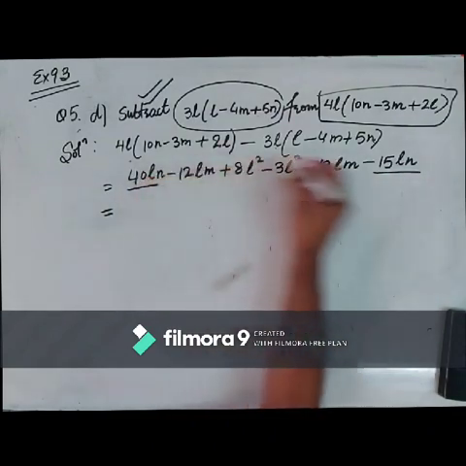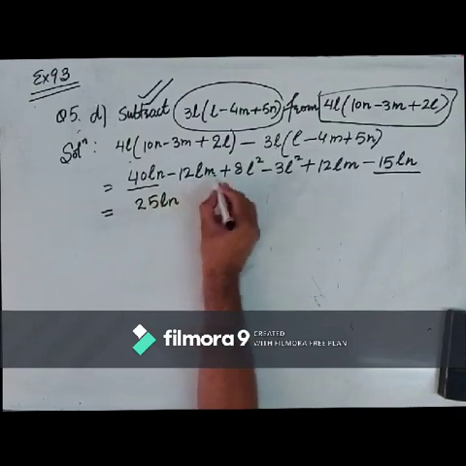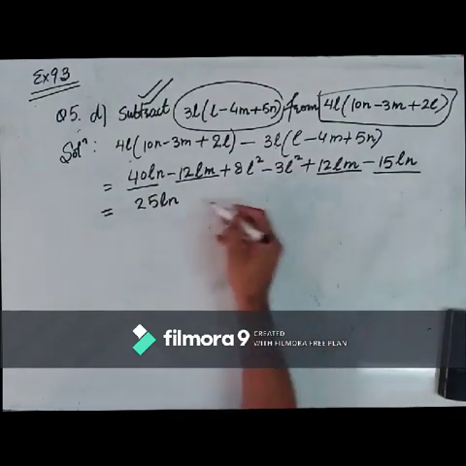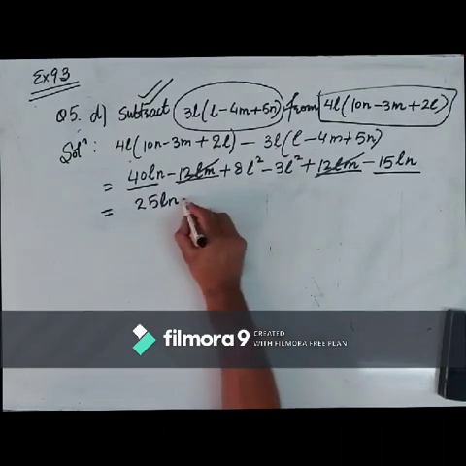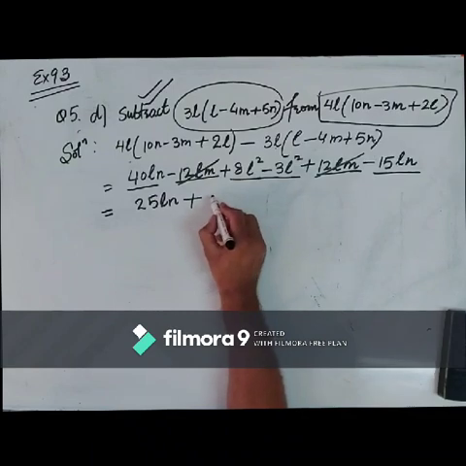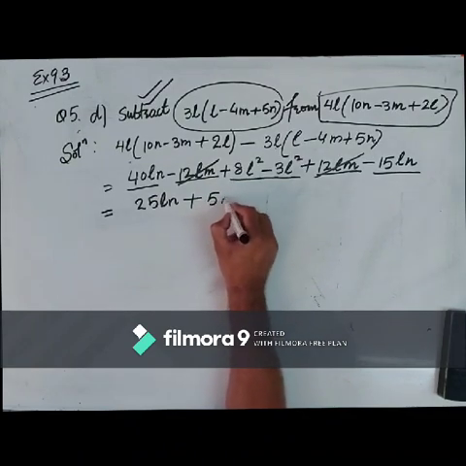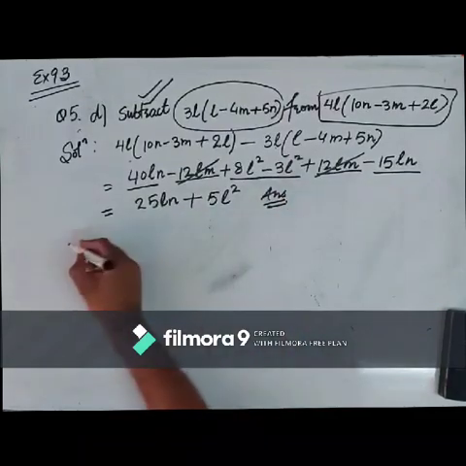So find out the like terms. ln we have 40 minus 15, 25 ln. lm we have minus 12 and plus 12 will cancel out. So plus we have 8l square and minus 3, so this is 5l square. So I think it is your answer.